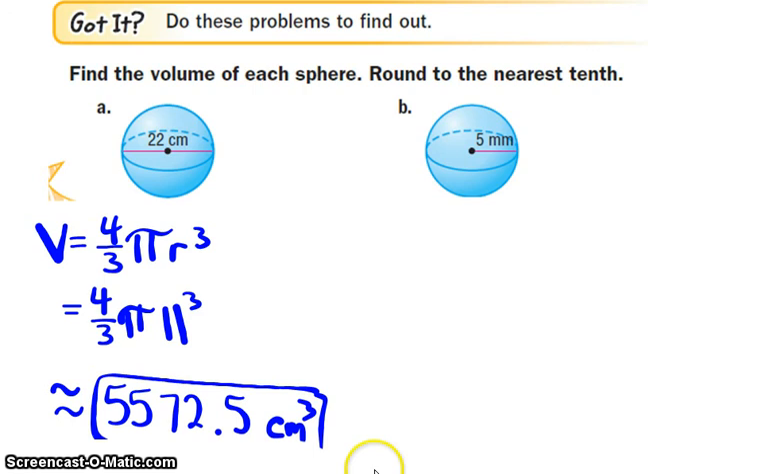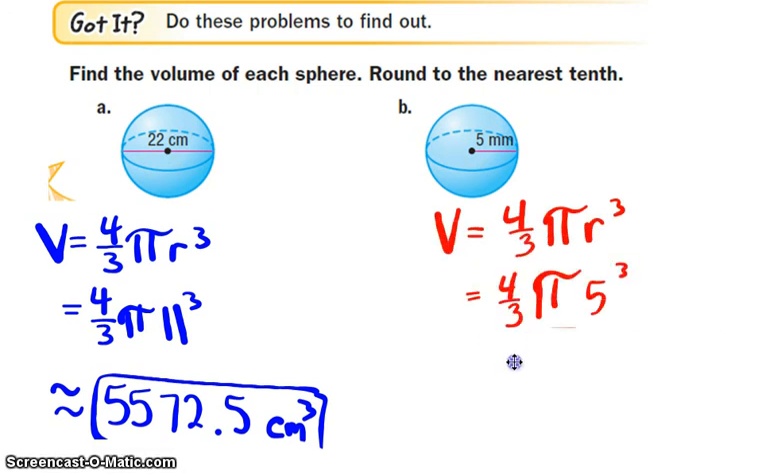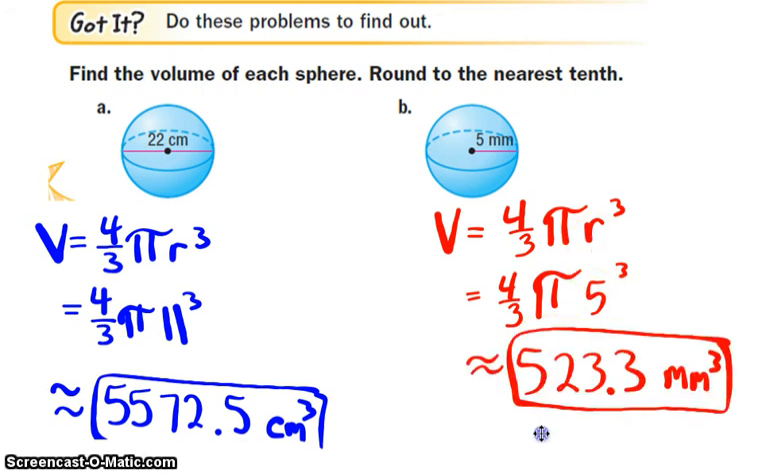should give you 5,572.5, approximately. Let's look at this one. The only difference between this one and the last one is that they give you the radius this time instead of the diameter. So we set it up the exact same way. 4/3 pi r cubed. Your radius is 5. So your final answer, 523.3 millimeters cubed. It's as simple as that.